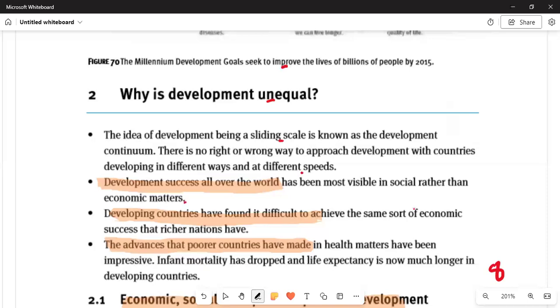And then number 3, the developing countries have found it difficult to achieve the same sort of economic success that richer nations have. And then number 4, the advances that poorer countries have made in health: mortality has dropped, and life expectancy is much longer in the developing countries. And that can be for a maximum of 8 marks.